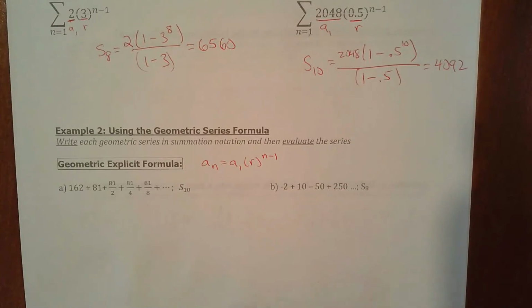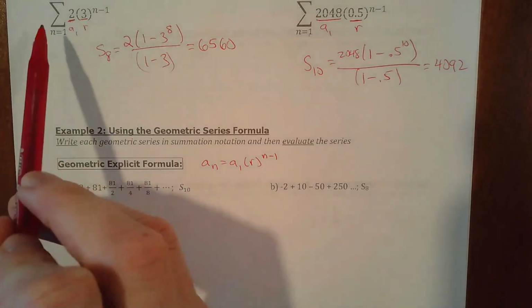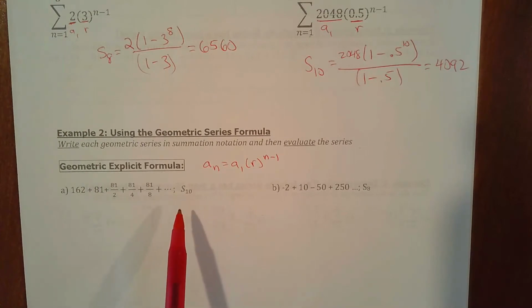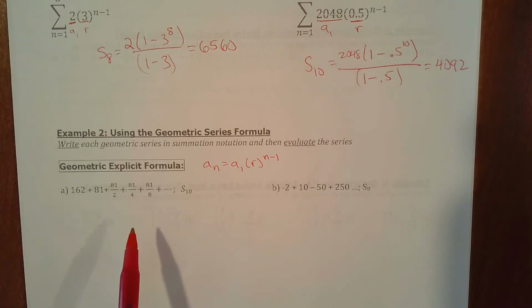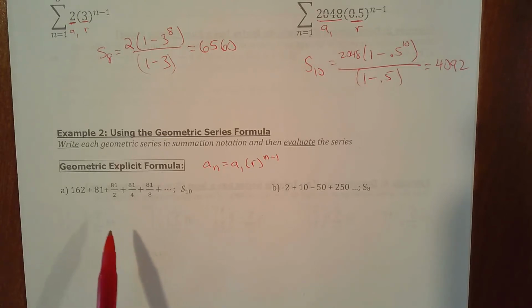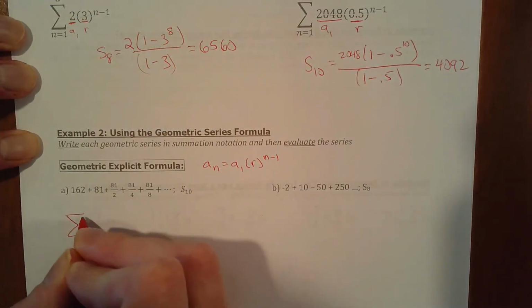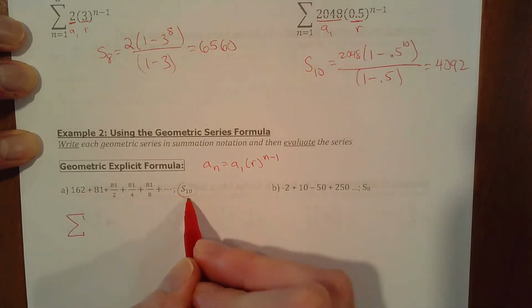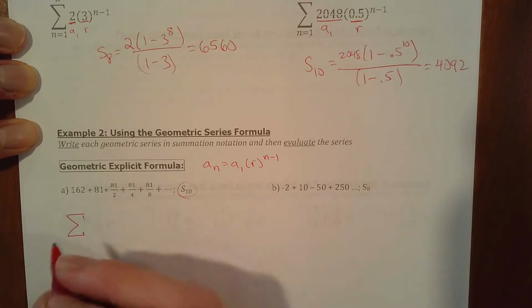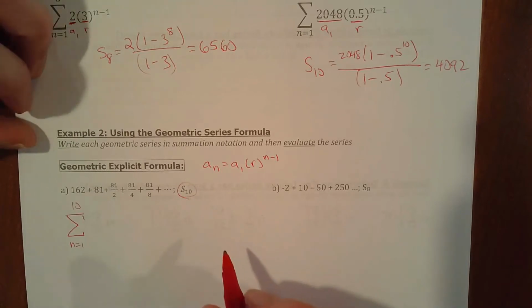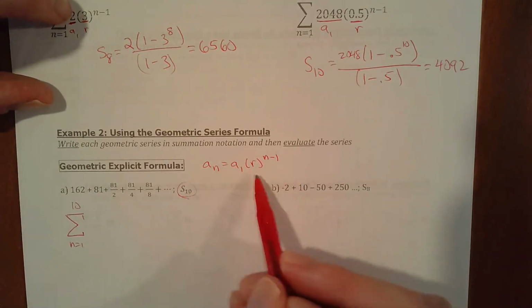Down here, using the geometric series formula, we're going to give you the numbers themselves. Instead of giving it to you in summation notation, we're just going to give you the series, or the sequence, and you have to add it up yourself. It is helpful to write it in summation notation first, and then plug everything into the formula. So on this one, we want to find the sum of the first 10, so n equals 1 to 10.